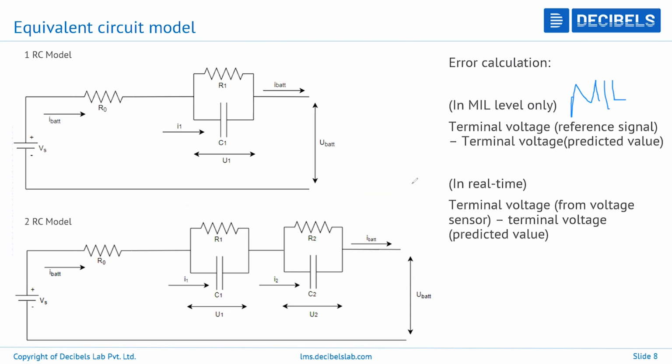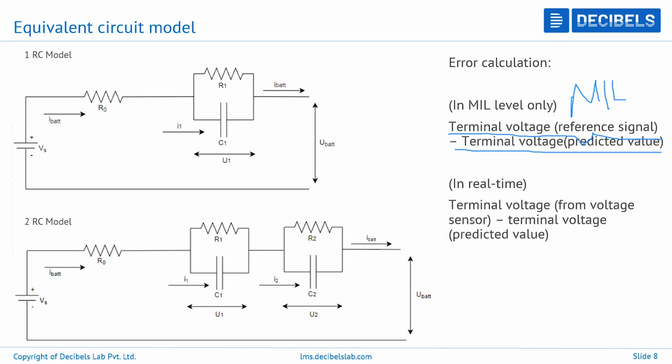Model in the loop is nothing but simulation only on the software, not in real time. So in this case, the error is calculated as the terminal voltage taken from a reference signal minus the terminal voltage from a predicted value. That comes from the state prediction. Using this error itself, the state correction is done.